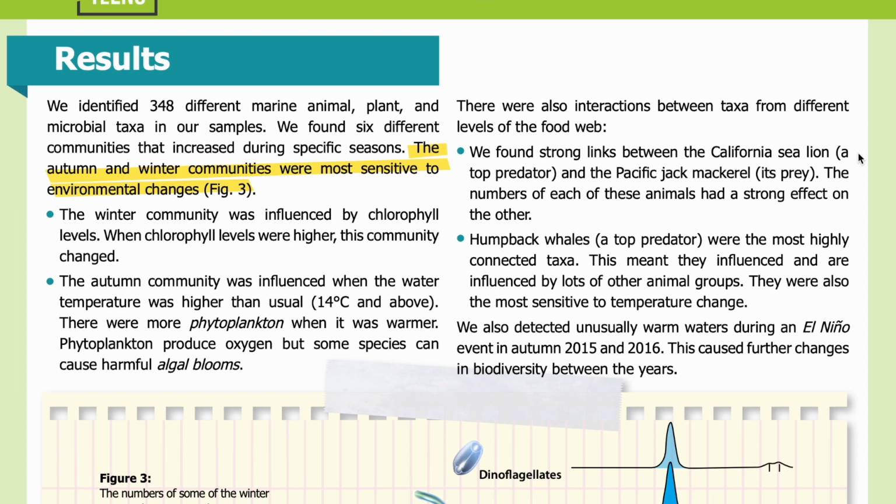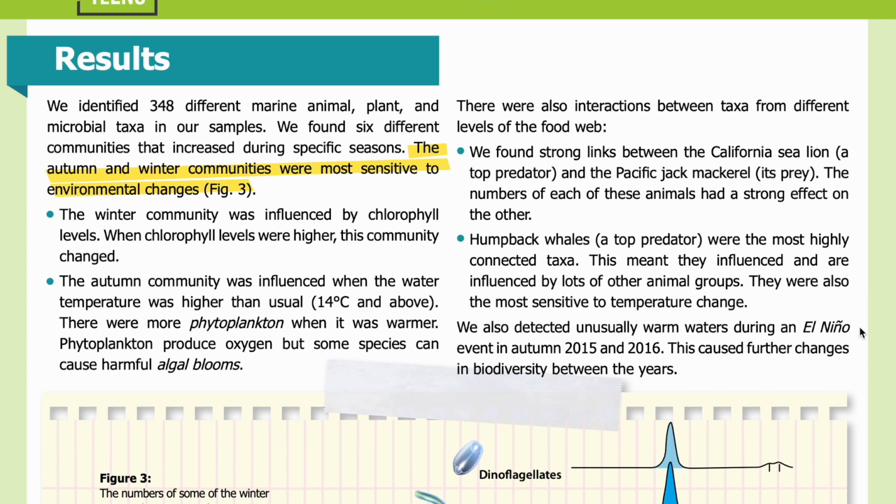We found strong links between the California sea lion, a top predator, and the Pacific jack mackerel, its prey. The numbers of each of these animals had a strong effect on the other. Humpback whales, a top predator, were the most highly connected taxa. This meant they influenced and are influenced by lots of other animal groups. They were also the most sensitive to temperature change.